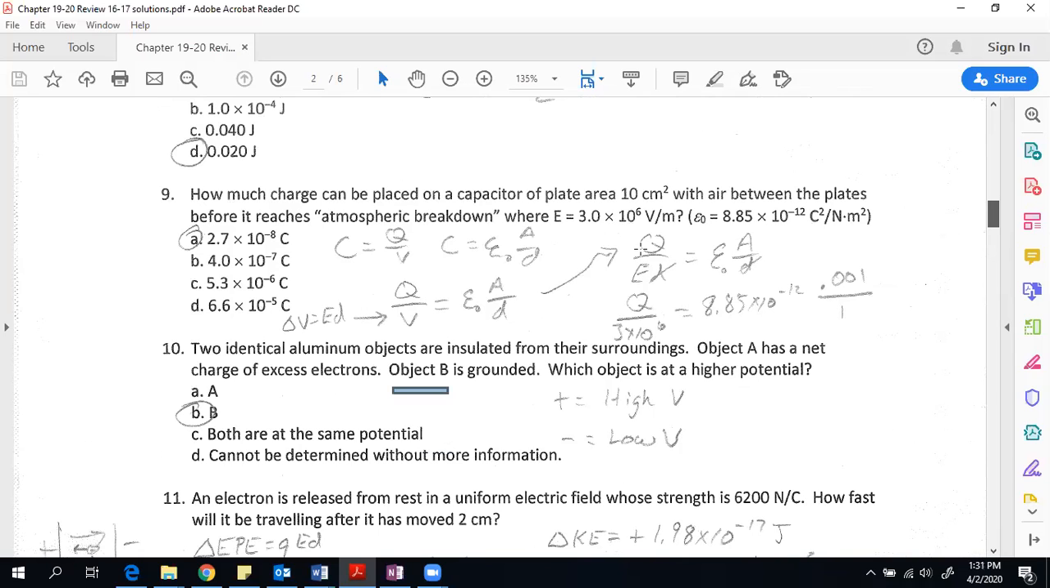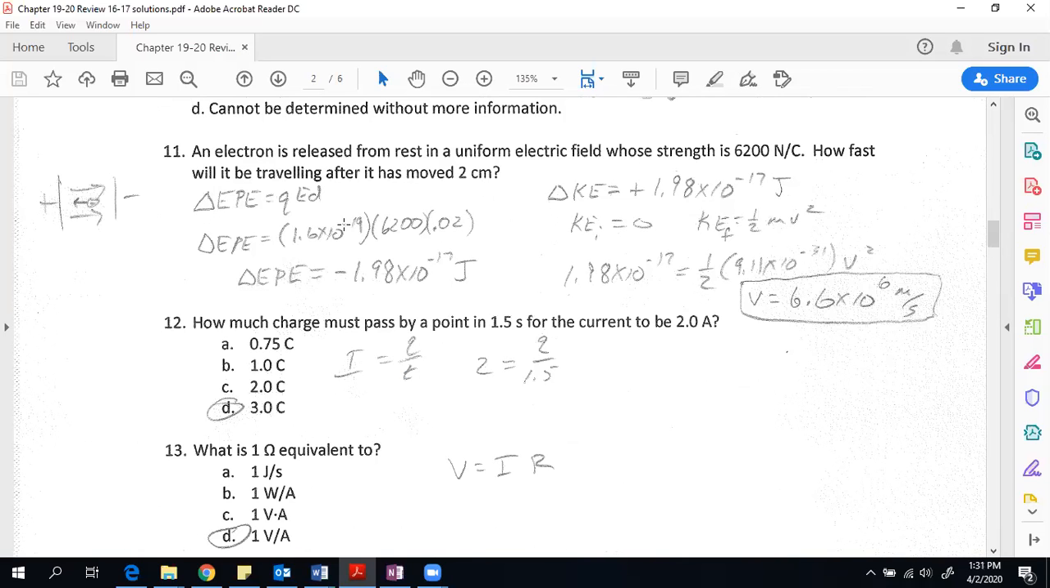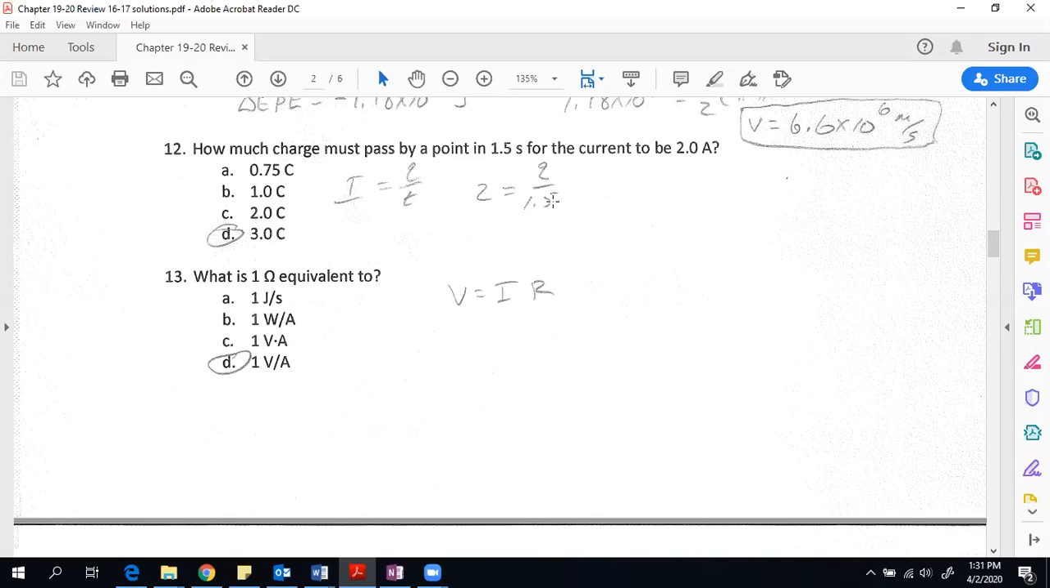Okay, this is one like how fast is it moving? So this is a good one. I found the change in potential energy. So whatever you lose in potential energy, you gain in kinetic. You can solve for the speed through kinetic energy. There's just a current one.